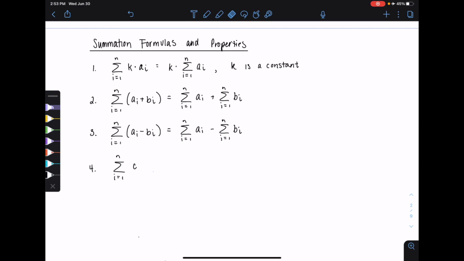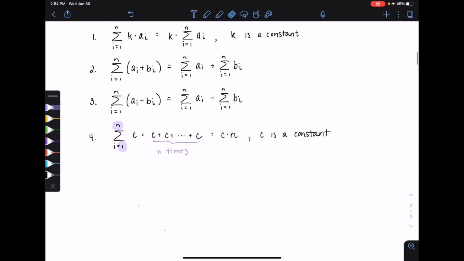Okay? If I want to add up a constant c n times, this is basically c plus c plus c plus c plus c, because there is no i in here at all. What you're going to do is start at 1 and end at n, so you're really adding this up n times. So I'm taking c, adding it up n times, you're just going to get c times n, where c is a constant. So if I'm adding up 5 and I'm doing that 10 times, I'm going to get 50 as that sum.